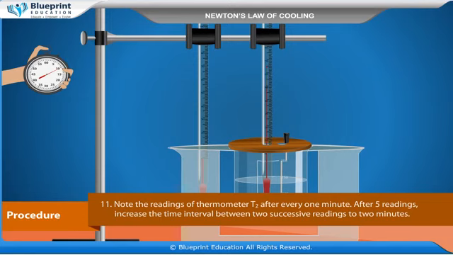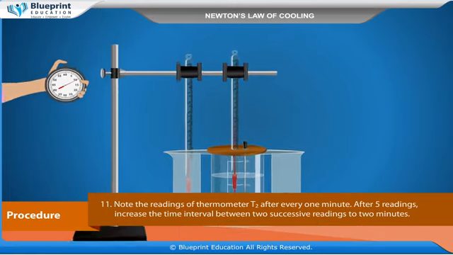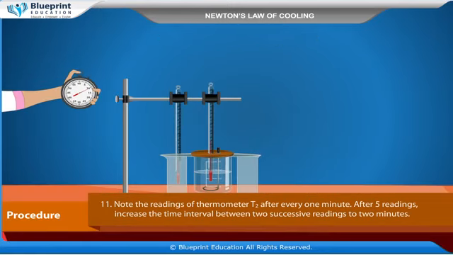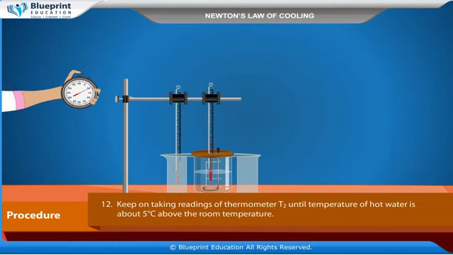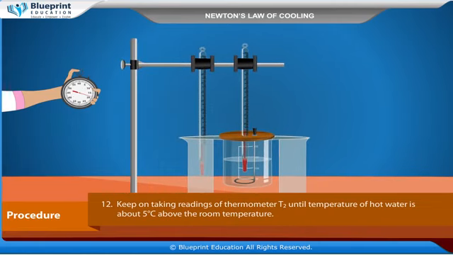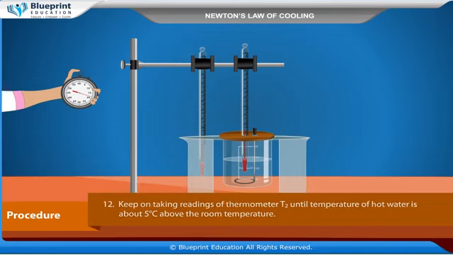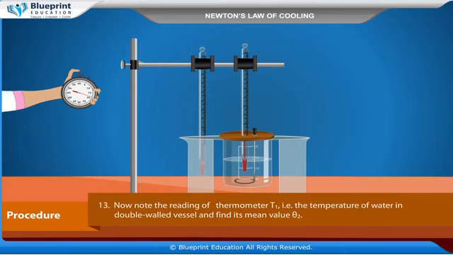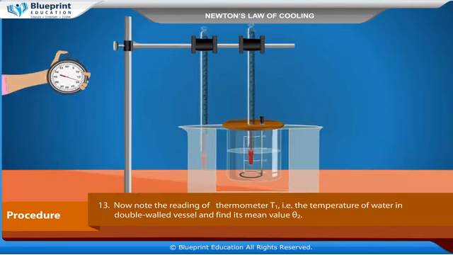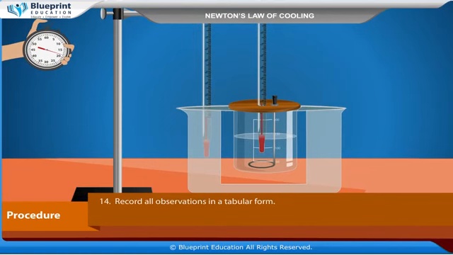After 5 readings, increase the time interval between 2 successive readings to 2 minutes. Keep on taking readings of thermometer T2 until the temperature of hot water is about 5 degrees Celsius above the room temperature. Now, note the reading of thermometer T1, that is, the temperature of water in the double-walled vessel, and find its mean value, θ2. Record all observations in a tabular form.